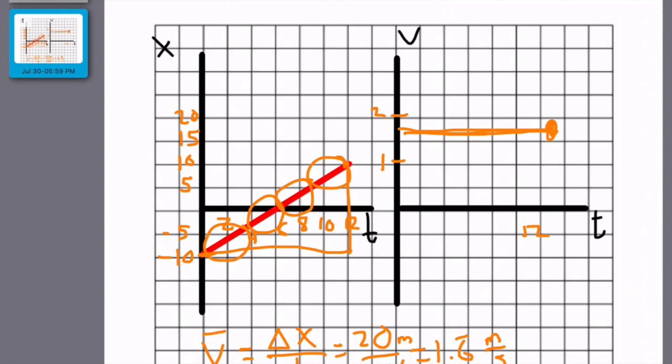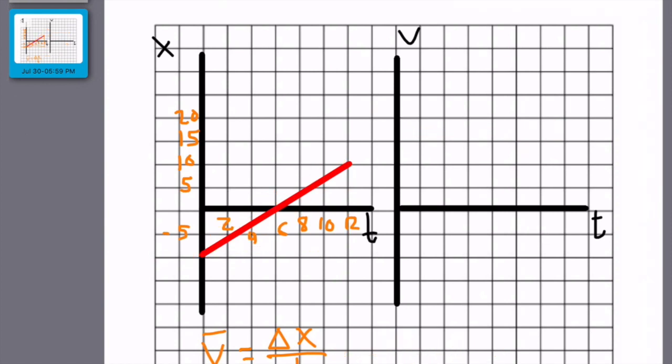Similarly, if we undo almost everything, and we take this and we say here, right there, the slope is zero. So the velocity the entire time is zero. I can't draw it right on the line, but you get the idea.